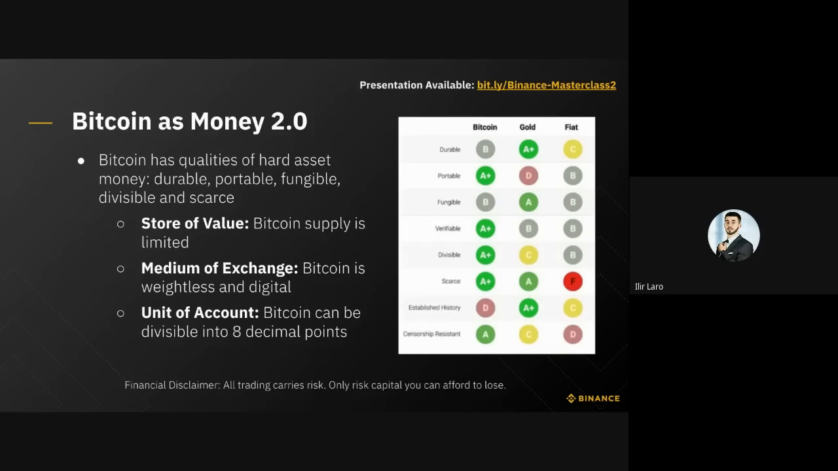Bitcoin actually has qualities of hard asset money that you want from a good form of money. Bitcoin is durable, portable, fungible, divisible, scarce. It's a store of value. It's a medium of exchange. It's a unit of account. Obviously, there are certain limitations to Bitcoin, but it's an improvement from gold and it's an improvement from the fiat currencies that we use today.